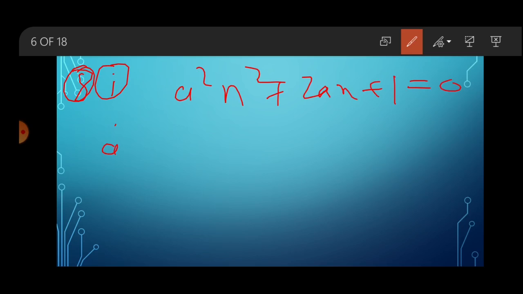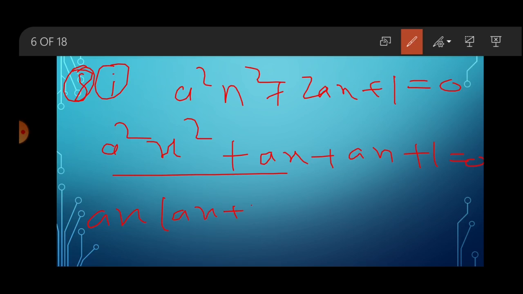Now a square x square plus 2ax, we will break the 2ax into two parts: ax plus ax plus 1 is equal to 0. Now taking ax as common, it will become ax plus 1. Again, here we have ax written and here 1 written, so we cannot get ax as common. So we will take 1 as common. So again it will become ax plus 1 is equal to 0.